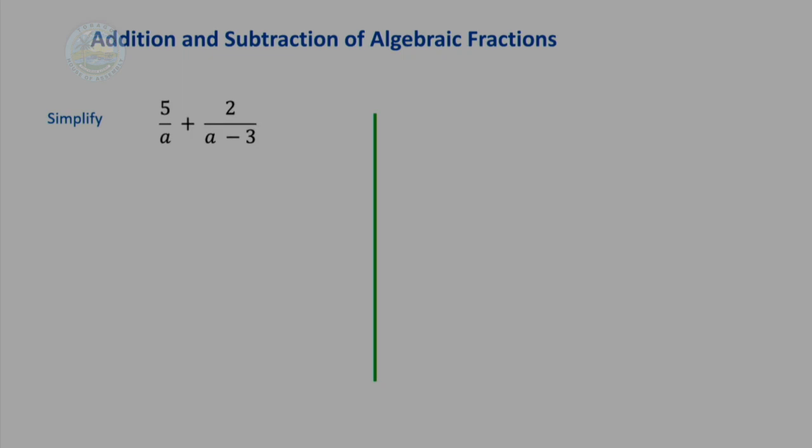I don't want to use the word challenging, although it's good to face a challenge. But it's a little different from what we have done before. It is 5 upon a plus 2 upon a minus 3. Again, it's algebraic fractions. We want to add our algebraic fractions. So what we must do is go back to the questions we need to ask ourselves. And the question is, what is my lowest common denominator?